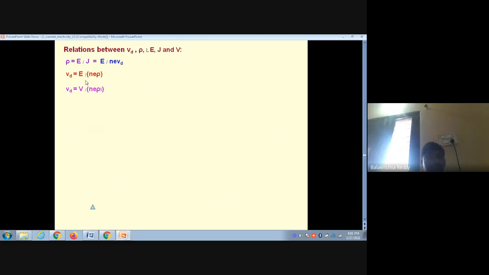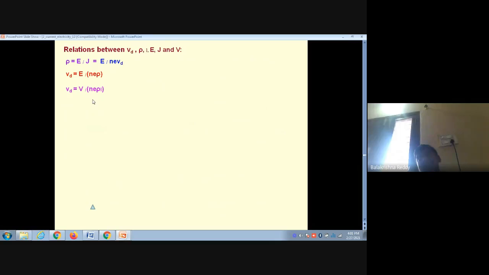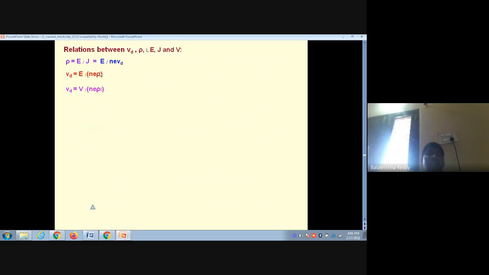Sir, also current density, once again, can you tell the definition, sir? Current density is the current passing through a wire per unit area. Vd = E/(neρ). Why neρ? Since ρ = E/J, in place of E/J, E I can write as J into ρ. So I made Vd the subject, and E by neρ I have written.